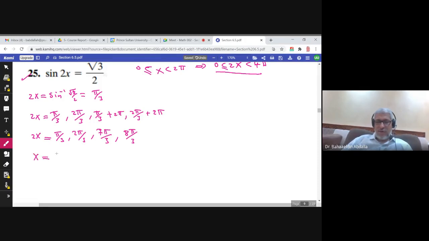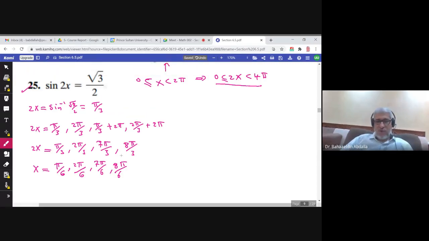So I divide by 2 or I multiply by half. So this would be pi over 6. If you multiply by half, you multiply each denominator by 2. 2 pi over 6, 7 pi over 6, 8 pi over 6. Of course, you can simplify this, write it pi over 3, write this 8 pi over 3. These are the 4 solutions.